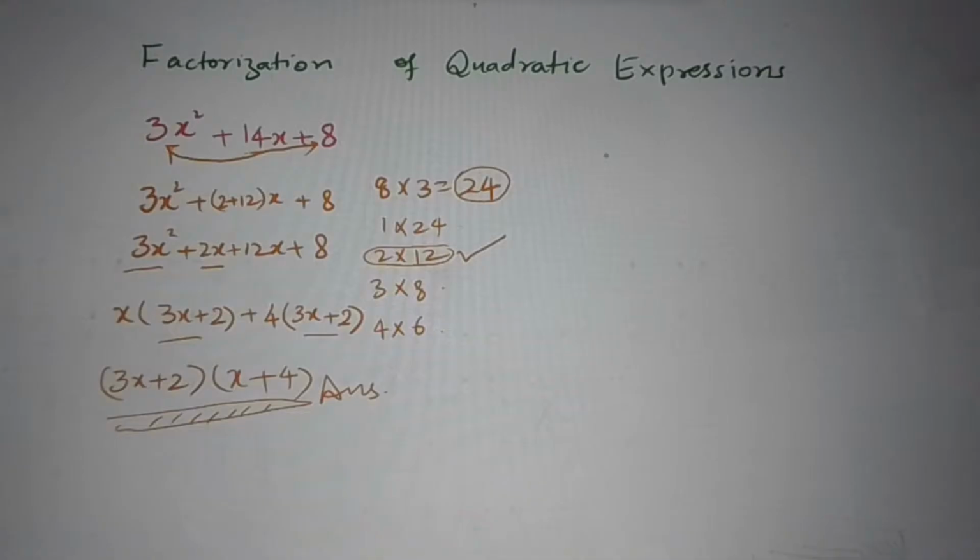Here is another example. What is that? 8x squared plus 2x minus 1. See that it is 8x squared minus 2x plus 2x minus 1, right? So this is another example. And how can we crack it? Same method. Multiply these two, right? 8 multiplied by 1 is 8. So 8 has factors. 1 multiplied by 8, 2 multiplied by 4.